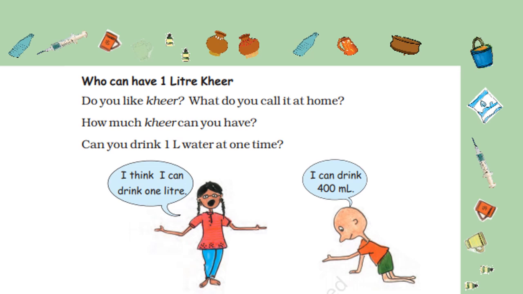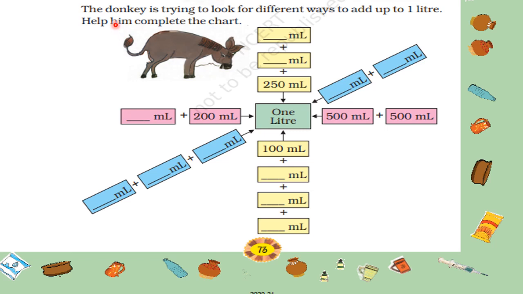Now let's move into the next slide. The donkey is trying to look for different ways to add up to 1 liter. Help him complete the chart. As you can see, this is a donkey, and these are the puzzles you have to solve. You have to make 1 liter out of the given milliliter. You have to add up, and you have to make 1 liter, or 1 liter means 1000 milliliter, that you know, isn't it? So here 250 ml is given.